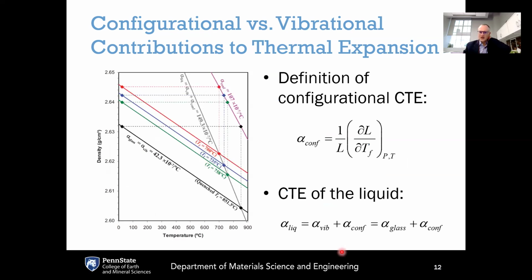This leads us to define two different types of CTE. So if the CTE of the liquid, alpha subliquid here, has two contributions, we can write them as the CTE of the vibrational part, which is just measured through standard dilatometry, plus the CTE of the configurational part. So the vibrational CTE plus the configurational CTE gives us the liquid CTE. This vibrational CTE is just the CTE of the glass. This is what we get when we measure the CTE of a glass through dilatometry. And now the question becomes, what is the configurational part of the CTE?